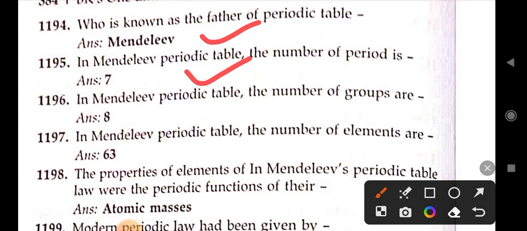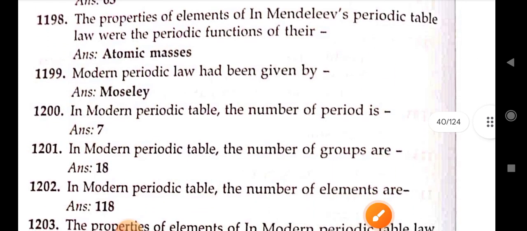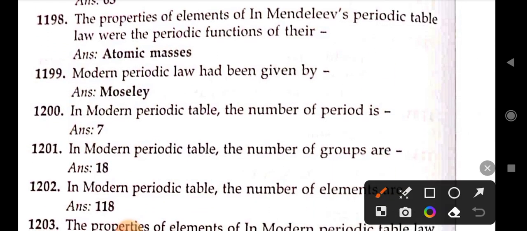In the Mendeleev periodic table, the number of periods is 7, the number of groups is 8, and the number of elements is 63. Next, the Mendeleev periodic law states that the properties of elements are a periodic function of their atomic masses. The modern periodic law has been given by Moseley.